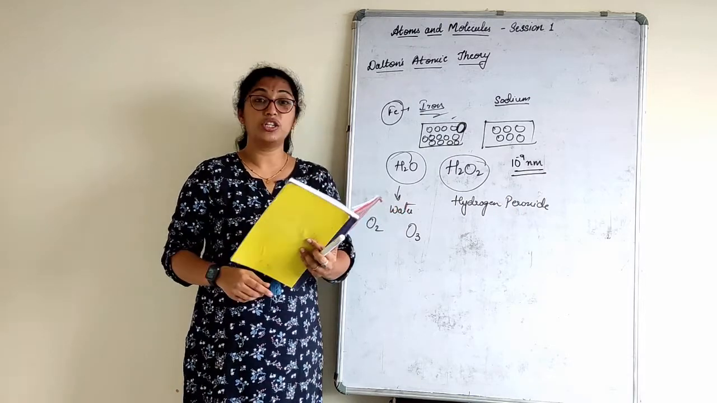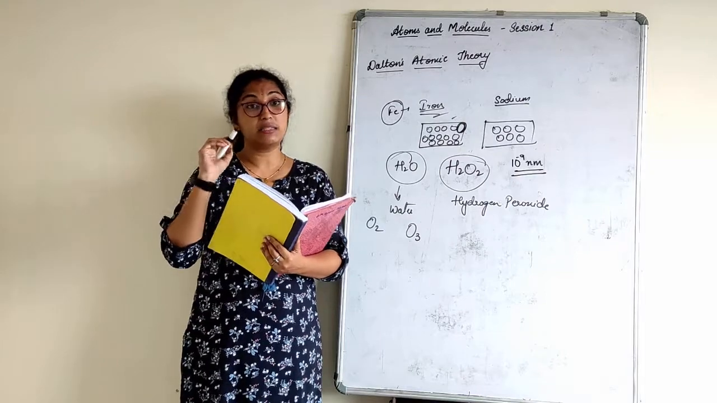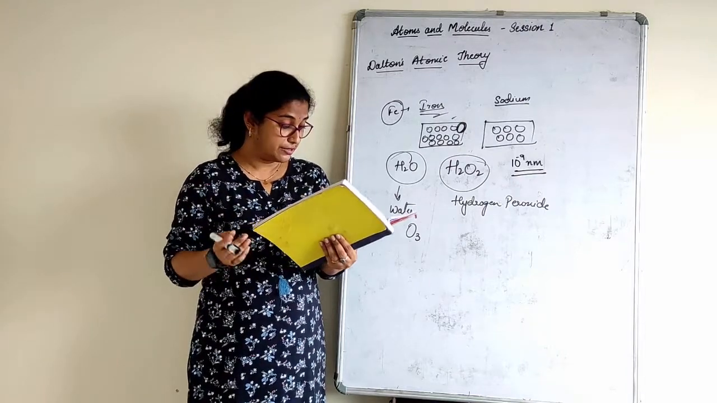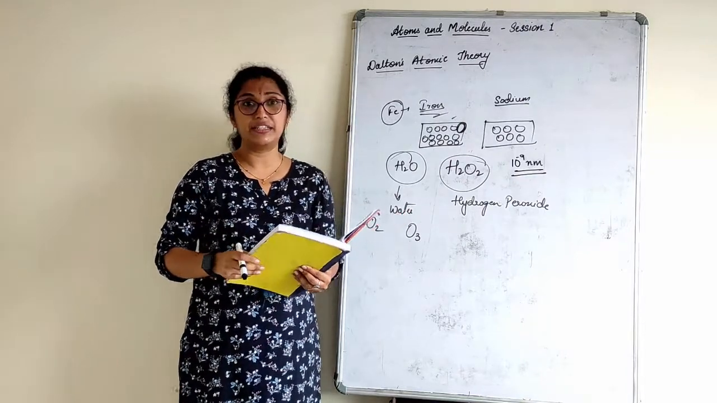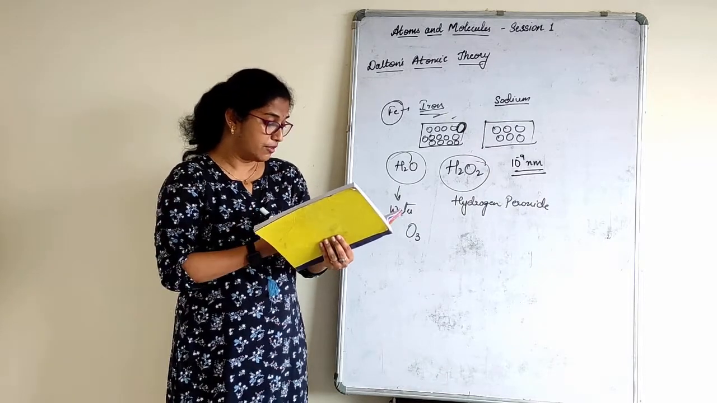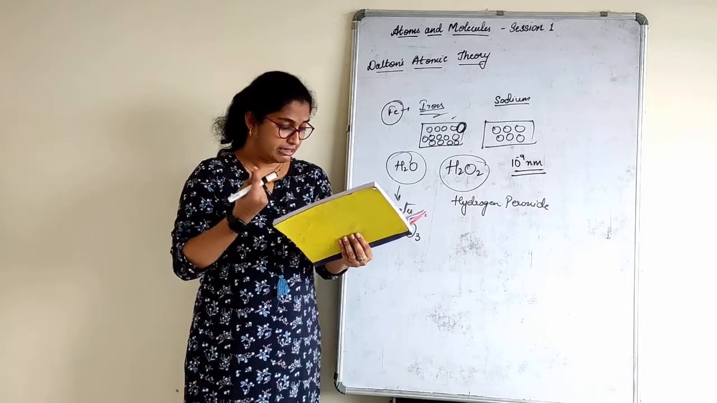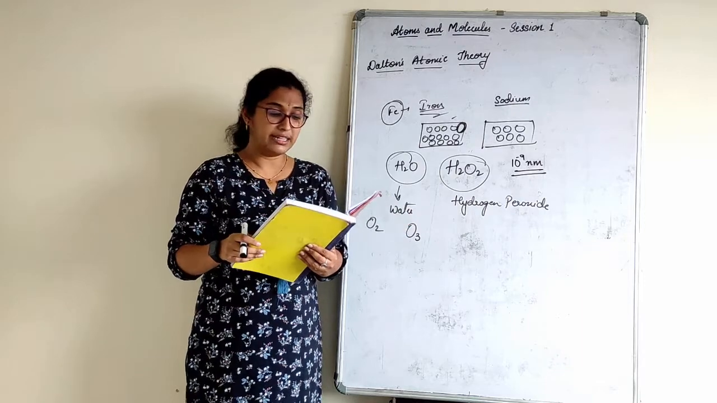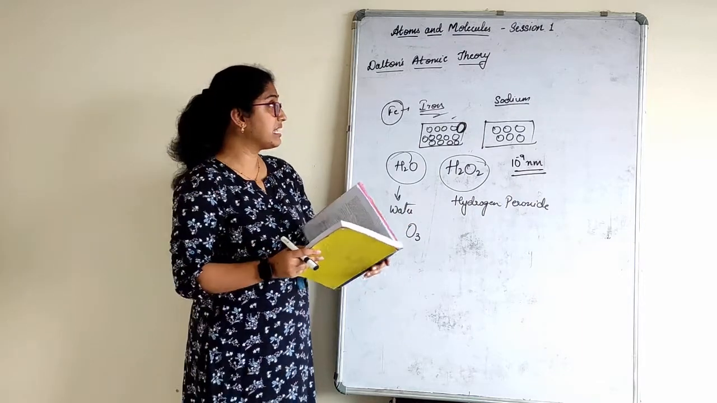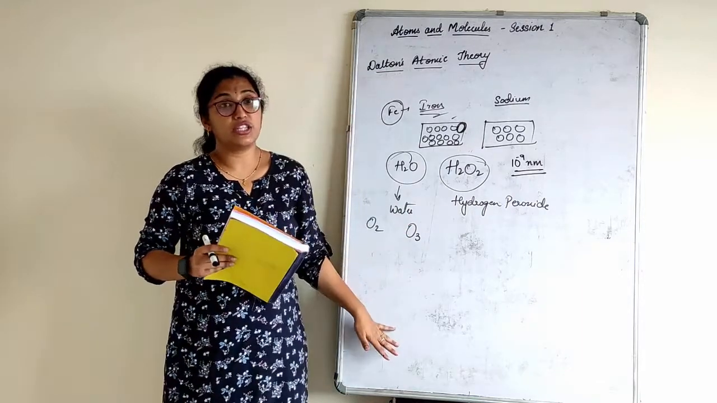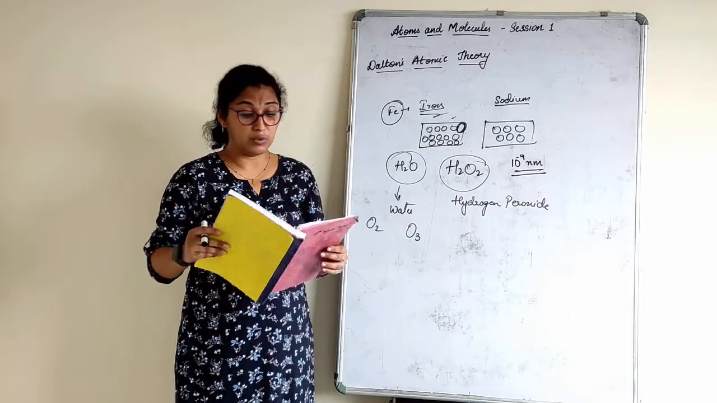Atomic radius is measured in nanometers. The radius is measured in terms of a nanometer. A few examples are given here about the atom of hydrogen, water, a grain of sand, and a watermelon. So that's a basic introduction to the chapter atoms and molecules.